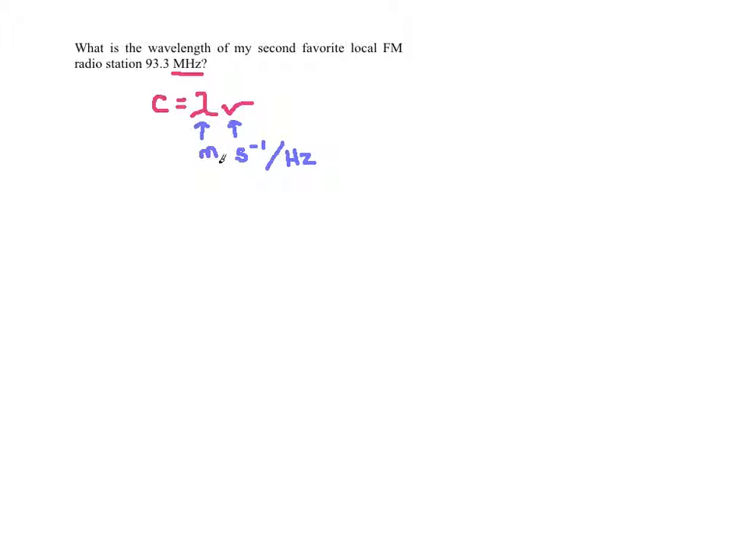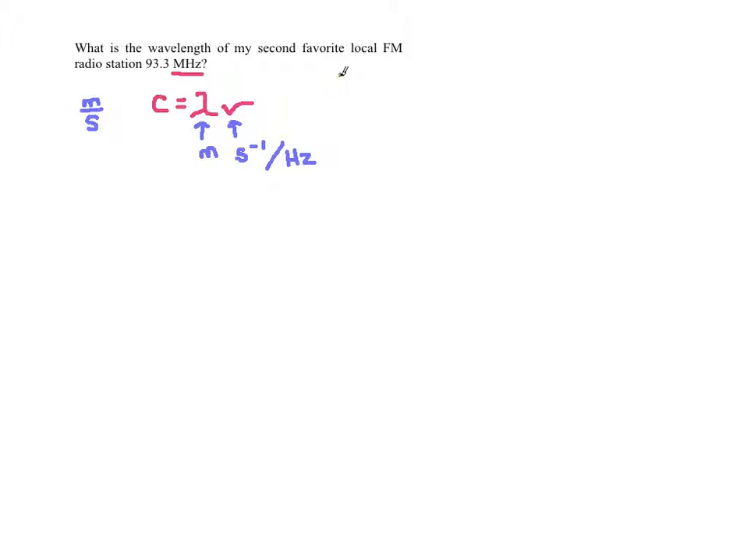Now, the reason why we need these units is because c, which is the speed of light, has units of meters per second. So this has to be in meters, this has to be seconds to the -1 or hertz in order to be able to use the speed of light, which is 3.0 times 10 to the 8th meters per second. So the first thing you should notice is that in the problem I gave you, you're not in hertz, you're in megahertz.